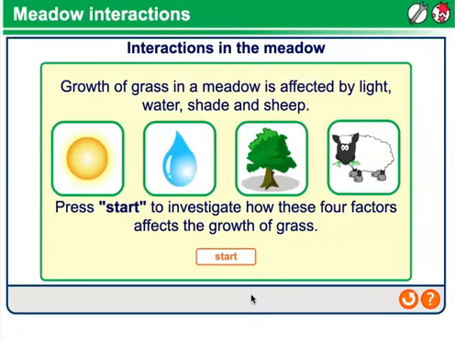So let's explore some interactions in a given ecosystem. The growth of grass in a meadow is affected by light, water, shade, and also by predator species. In this case, we'll just look at sheep.